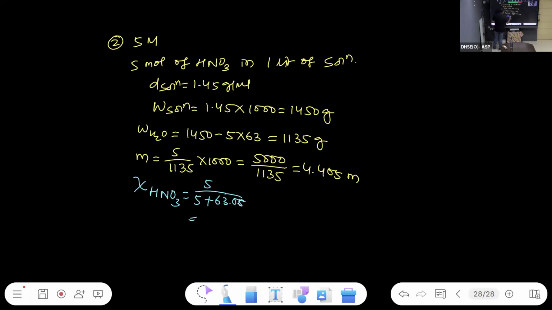It will not be 0.6 approximately, so this becomes 5 divided by 68.06, so it is coming 0.073. 0.073. So this is the mole fraction of HNO3. Up to this, students, clear? Any doubt? Is there a doubt? You can write in the chat box.